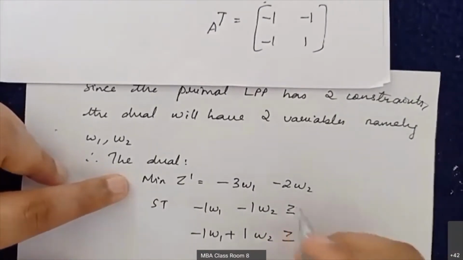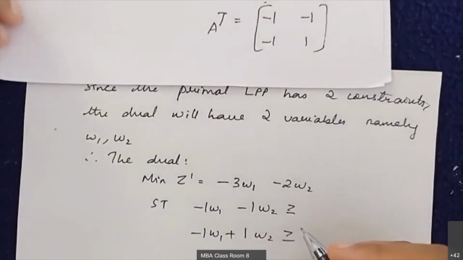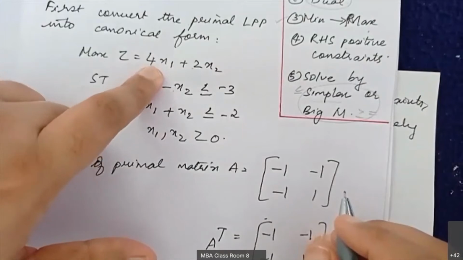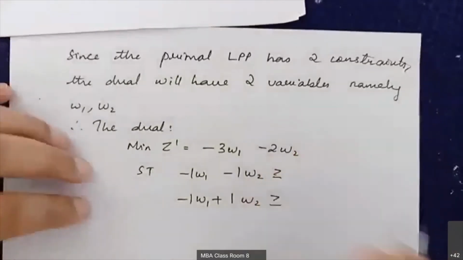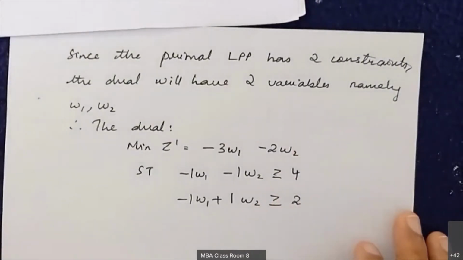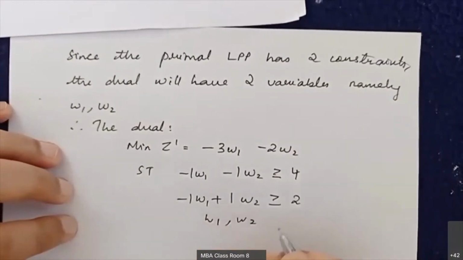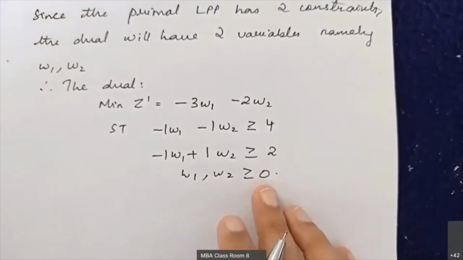Next, the right hand side of the dual will be the coefficients in the objective function of the canonical form. So this is our canonical form. What are the coefficients of the objective function? It is 4 and 2. So the right hand side of the dual will be 4 and 2. Is this clear? Then finally we have W1, W2 greater than or equal to 0, because that is our non-negativity constraint. So we are done with the dual.